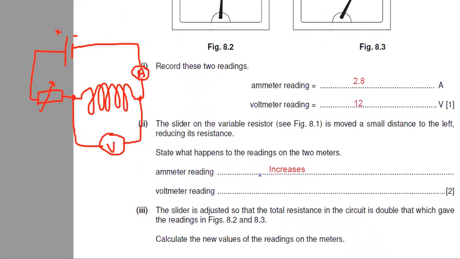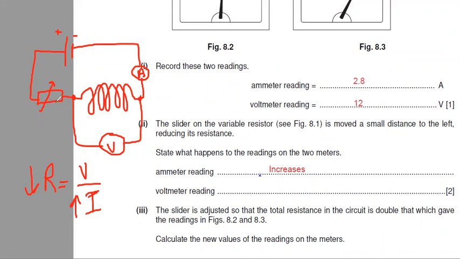Now we'll start from here. We have the tricky part. The slider on the variable resistor, figure 8.2, is moved a small distance to the left, reducing the resistance. State what happened to the readings on the two meters. First of all, reducing the resistance, using Ohm's law, R is equal to V over I. So the resistance decreased, which means that the current will increase. So we say that the ammeter reading will increase.